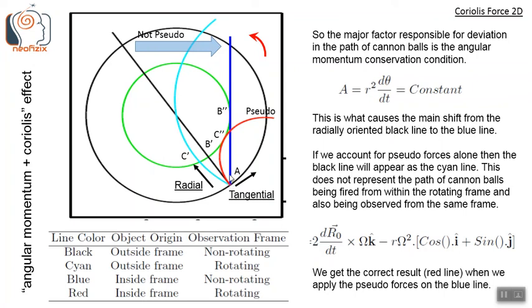So blue line is when we include the angular momentum conservation, and this we see even in the inertial frame. This is not a pseudo effect. This black to blue shift is not a pseudo effect. This is a real effect. And we get the correct path that we observe from within the rotating frame, that is, the object was fired from within the rotating frame and also being observed from within the rotating frame. That trajectory is shown by this red line, and we get this red line by applying these pseudo force terms on this blue line.